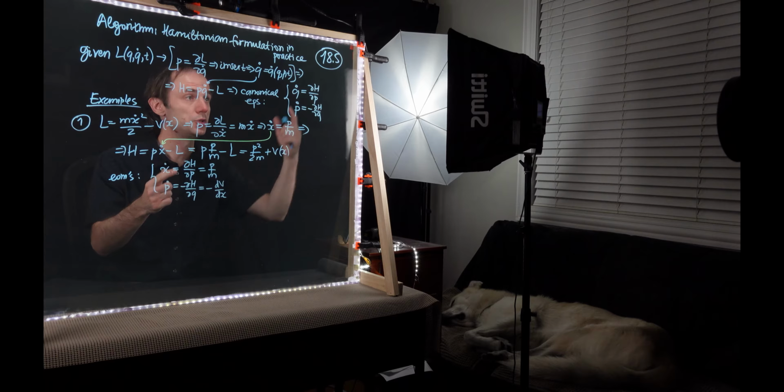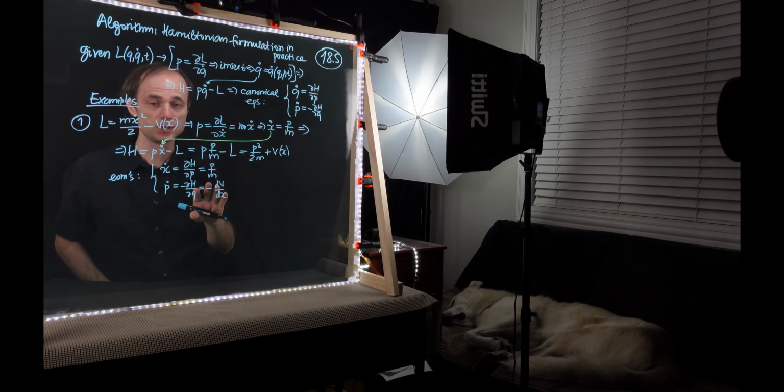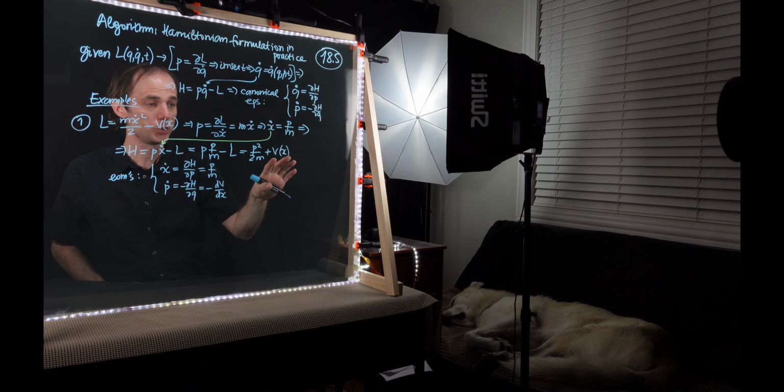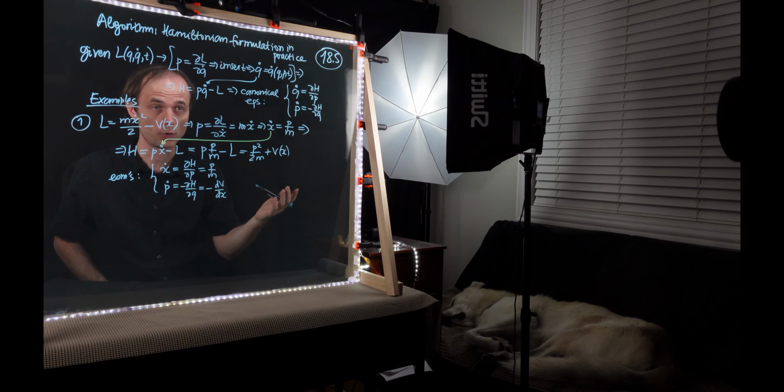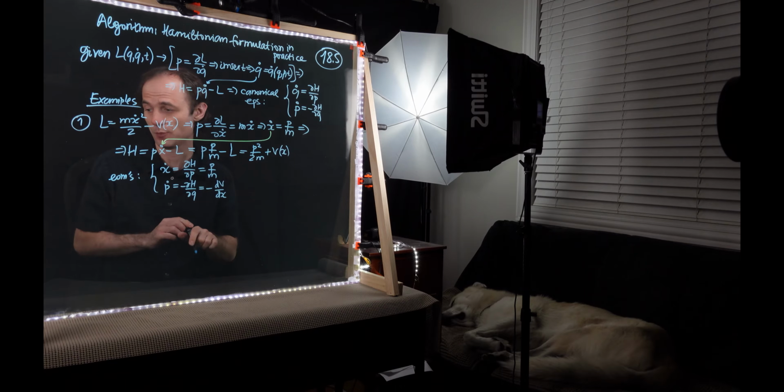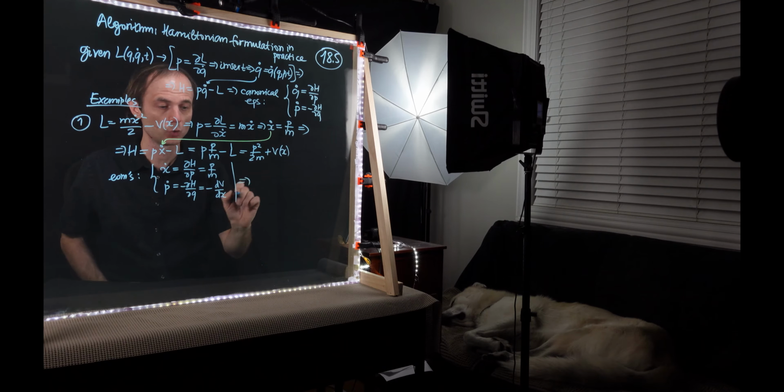x dot is equal to dh dp, and that is simply p over m, and p dot is equal to minus dh dq, or minus dh dx, which is simply minus dv dx, because momentum is an independent variable of coordinate, and so that's why this term doesn't contribute anything towards the derivative of h with respect to the coordinate. So that's example number 1.